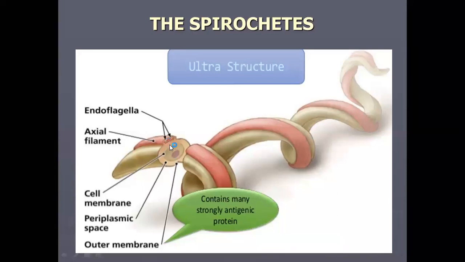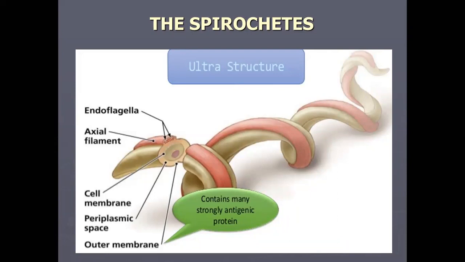If you look at this, this is the cross section of the body of the spirochete. Here we have the axial filaments, and inside we have the endoflagellum. Because the endoflagellum of spirochetes is enclosed in the sheath, we call it endoflagella, because of this covering of the flagella of the microorganism.